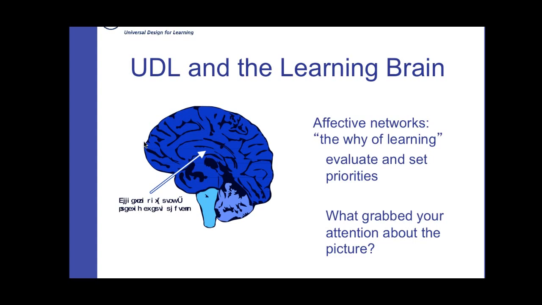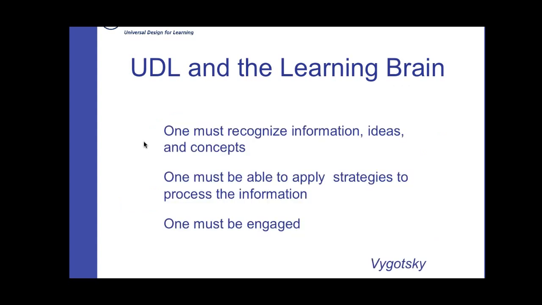This is the part when I go in and do K-tips. I see a lot of affective networks in play when I walk into classrooms, especially high school, where kids have their heads down or they're trying to sneak looks at their phones. These are the three tenets, very simple. People must recognize information, people must be able to apply it, and people must be engaged.